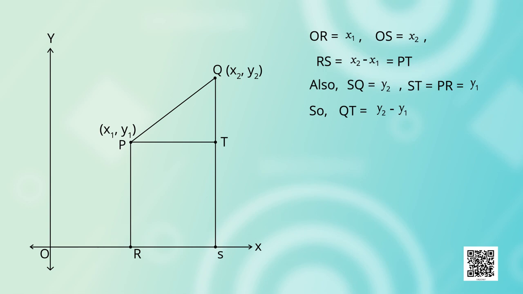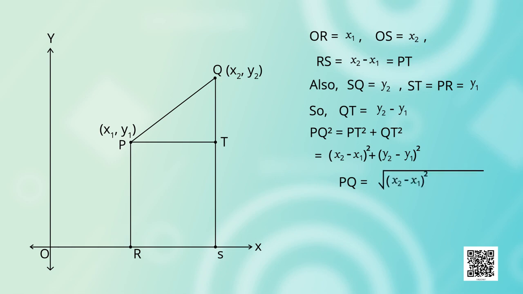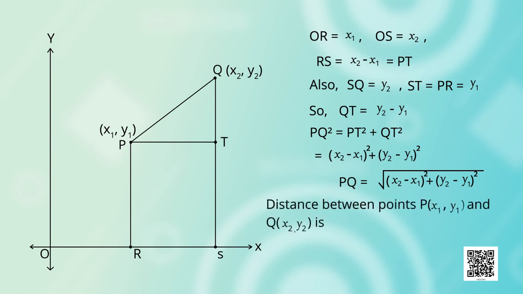Now, we will apply Pythagoras theorem in triangle PTQ. So, PQ square is equal to PT square plus QT square, which gives us (x2 minus x1) square plus (y2 minus y1) square. So, PQ will be under root of (x2 minus x1) square plus (y2 minus y1) square. Since distance is always non-negative, we take only positive square root. So, the distance between 2 points P(x1, y1) and Q(x2, y2) is equal to under root of (x2 minus x1) square plus (y2 minus y1) square. Children, this is called the distance formula.